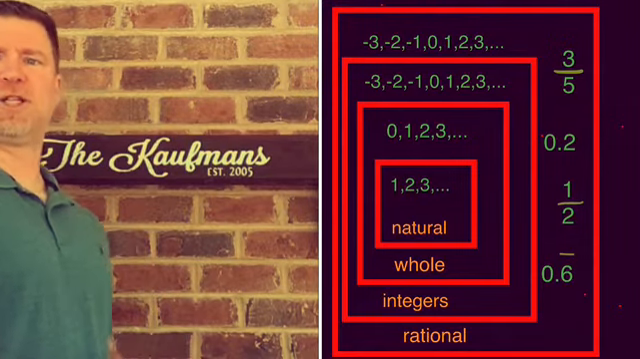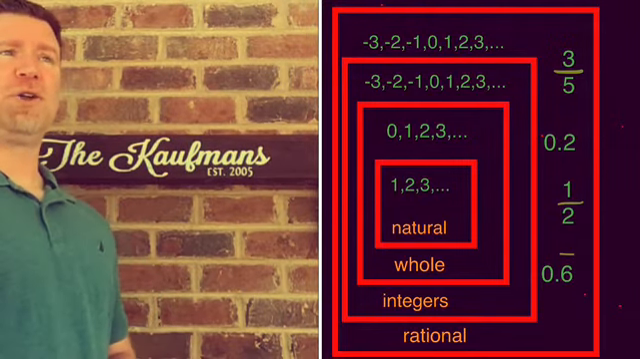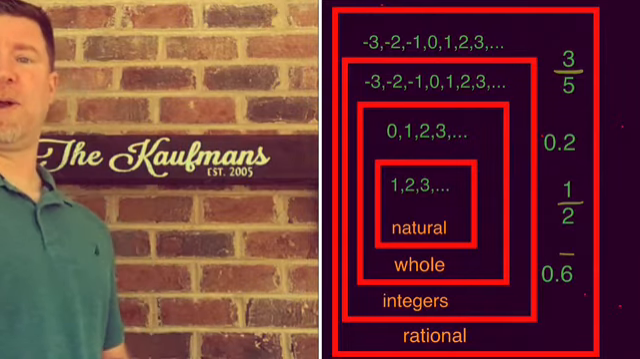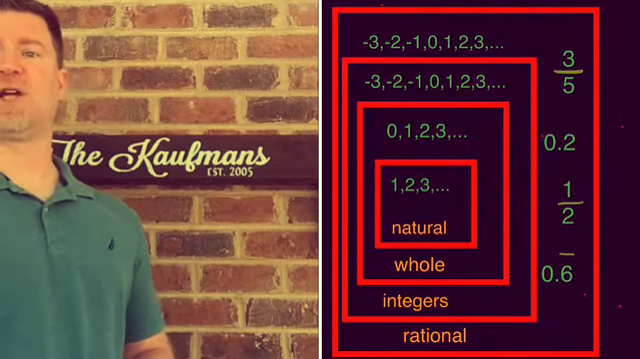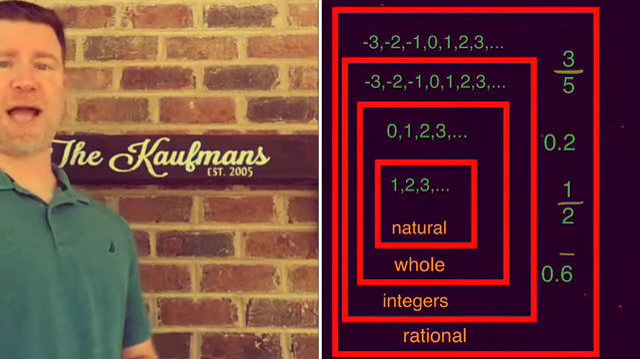So it is a rational number. Also, you might have a number that repeats, like 0.3 repeating. That is also classified as a rational number. So to recap, our rational number group includes every number that's natural, every number that's whole, and every number that's an integer, but it also includes repeating and terminating decimals.